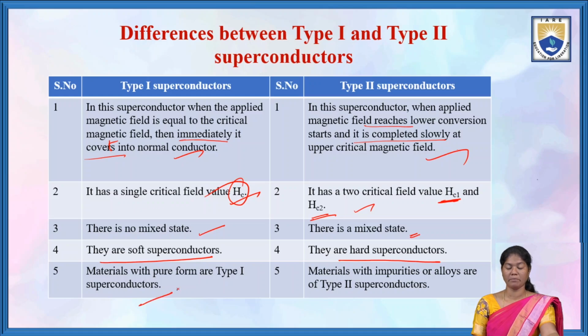In type 1, materials in pure form are taken as type 1 superconductors. Materials with impurities or alloys are type 2 superconductors. So these are the differences between type 1 and type 2 superconductors.